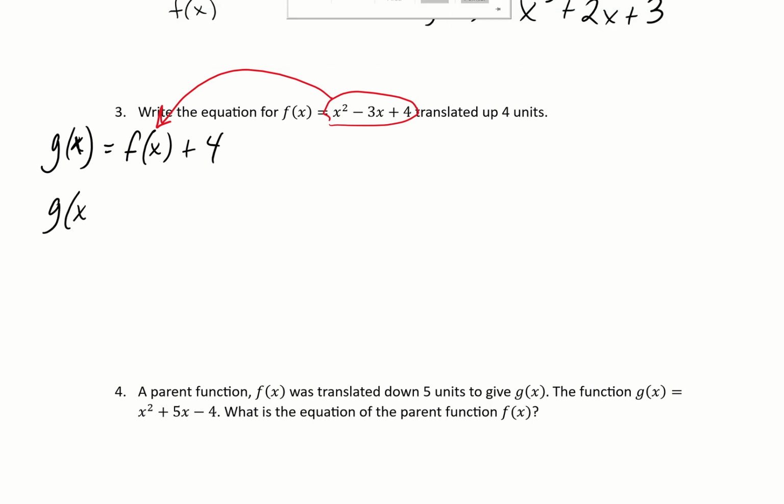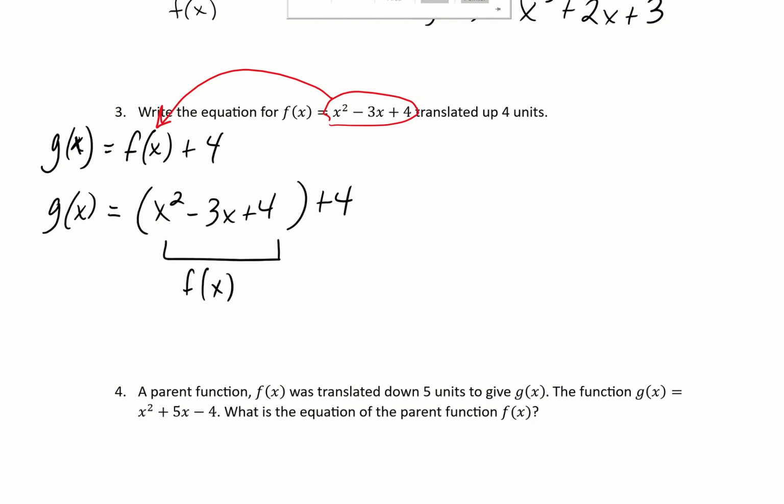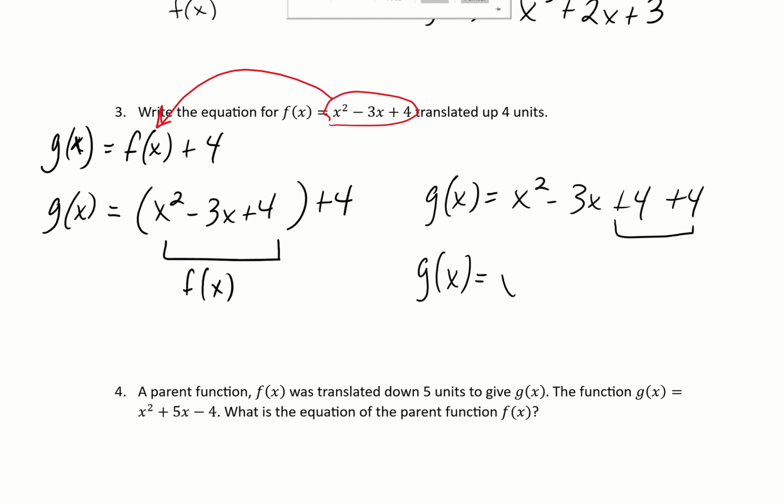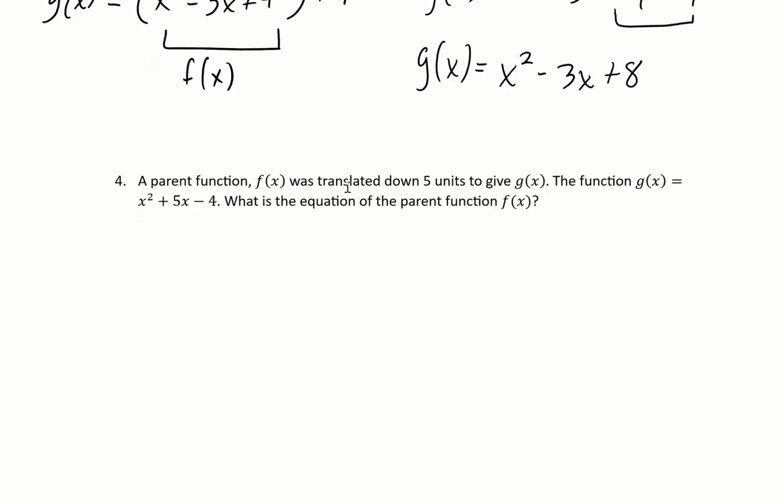So g of x is equal to, now I'm going to put in parentheses what f of x actually represents, so x squared minus 3x plus 4. So again, this is f of x, but I need to add 4 to it. And just like before, because of the associative property, we can drop the parentheses, so x squared minus 3x plus 4, and then there's another plus 4. So then we combine like terms. 4 plus 4 is 8. So our final answer is g of x is equal to x squared minus 3x plus 8. So this g of x now should represent f of x translated up by 4. Let's look at one more example here.